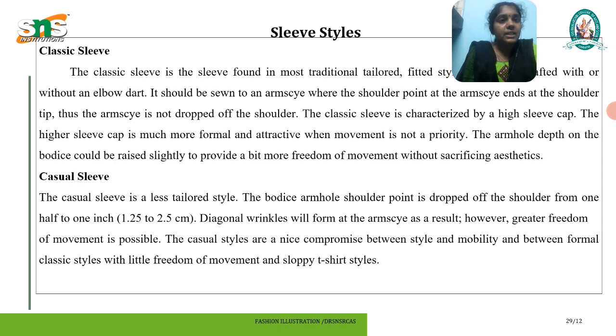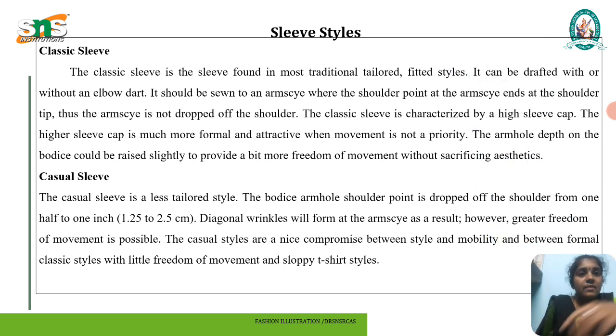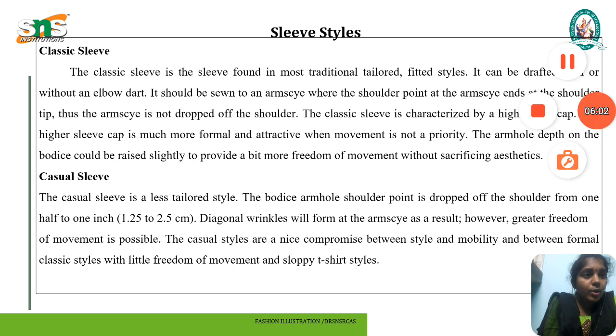So sleeve styles. What are the sleeve styles? The classic sleeve is a sleeve found in the most traditional tailored fitted styles. It can be drafted with or without an elbow dart. The arm size should end at the shoulder tip, so the arm size is not dropped off the shoulder. The classic sleeve is characterized by the high sleeve cape. The higher sleeve cape is much more formal and attractive when movement is not a priority. The armhole depth on the body could be raised slightly to provide a bit of freedom.